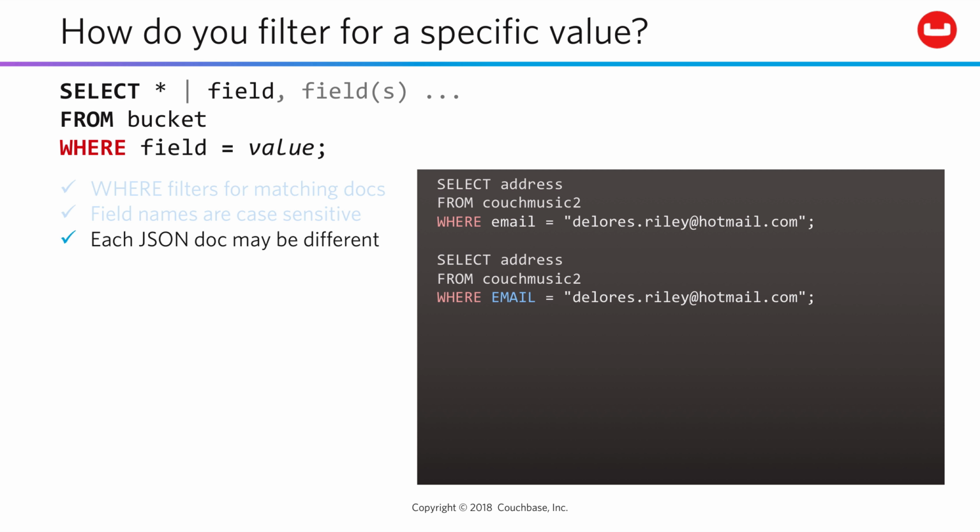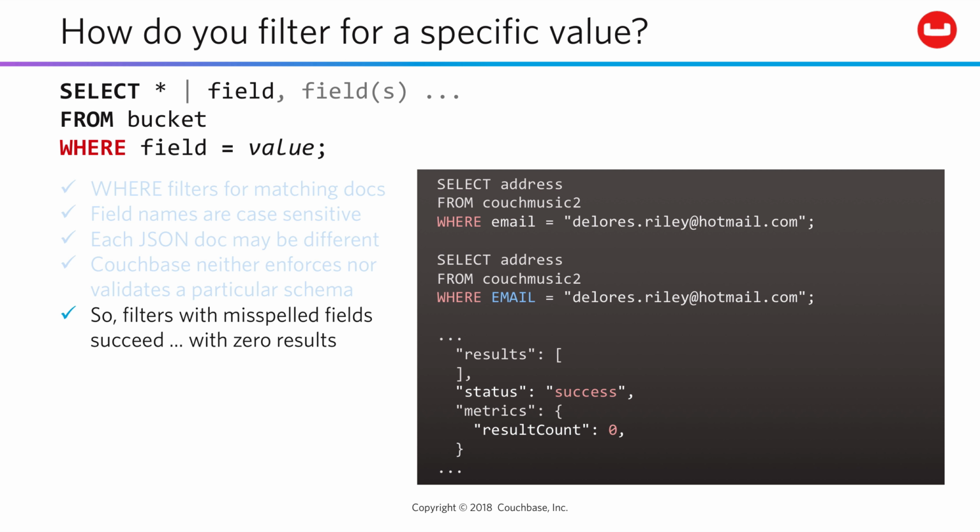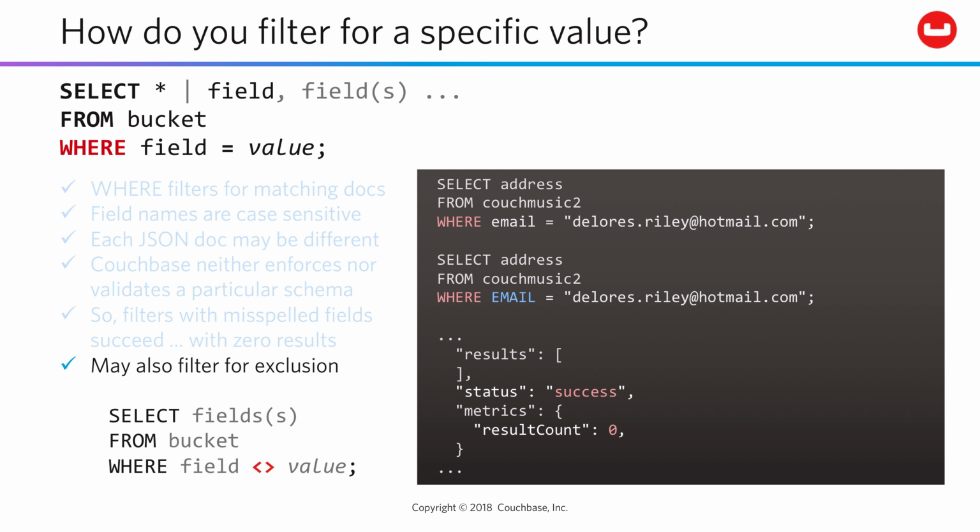And a side effect of the flexible nature of JSON data modeling is that each document is potentially different. Couchbase neither enforces nor validates your document schema, so misspelled filters succeed, but with zero results. Later we'll see, though, how to query specifically for where document fields or values are missing, whether for data cleansing or other reasons. Syntactically here, just notice that you can filter for exclusion of a value as well as inclusion, as you might expect. Later we'll survey more about the expression capabilities implied here.